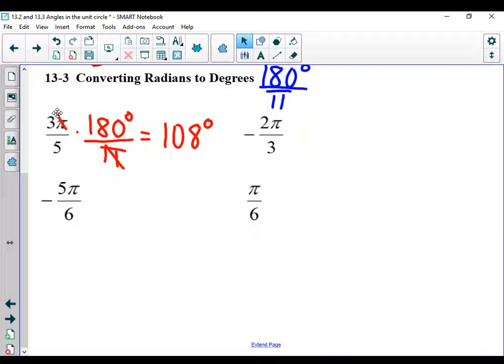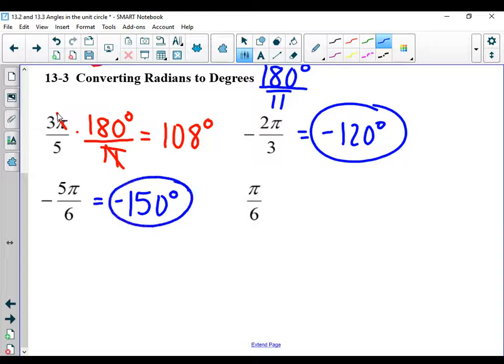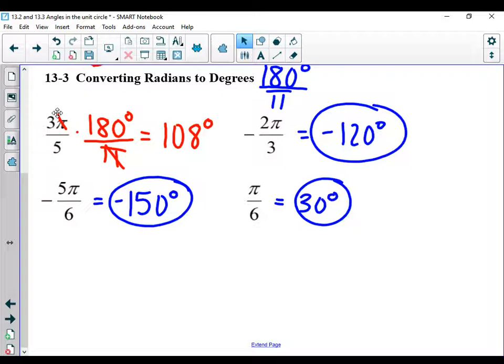Okay, negative 2 pi over 3. What did that turn into? Someone tell me. Right, Jenna? Negative 120. Okay, what about negative 5 pi over 6? Negative 150. And pi over 6? 30. The good one. Okay, so again, just converting back and forth, if it was the bare minimum that you had to learn, that would have been it.